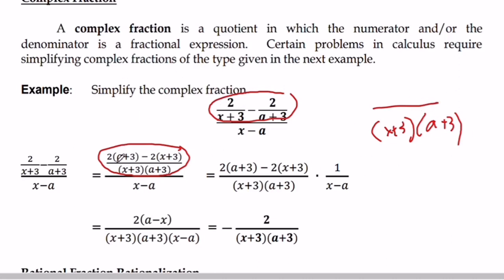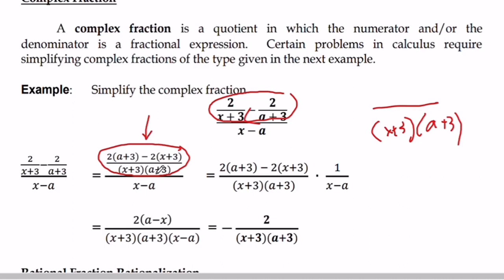So for our numerator, if we multiply x plus 3 times a plus 3 by 2, the x plus 3 will be cancelled out. So the remaining would be 2 times a plus 3 minus, if we multiply the LCD to this term, the remaining would be a negative 2 times x plus 3. So the a plus 3 will be cancelled. And then copy the denominator, our LCD, so x plus 3 times a plus 3, divided by x minus a. So this is the first step.